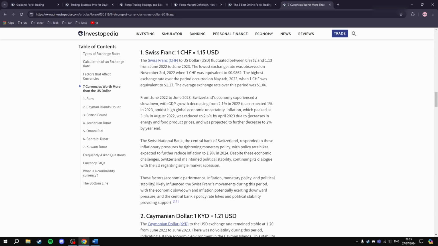Okay, so June 2022 to June 2023, Switzerland's economy experienced a slowdown, with GDP growth decreasing from 2.1% in 2022 to an expected 1% in 2023. So the gross domestic product growth decreased from 2.1 to 1%.